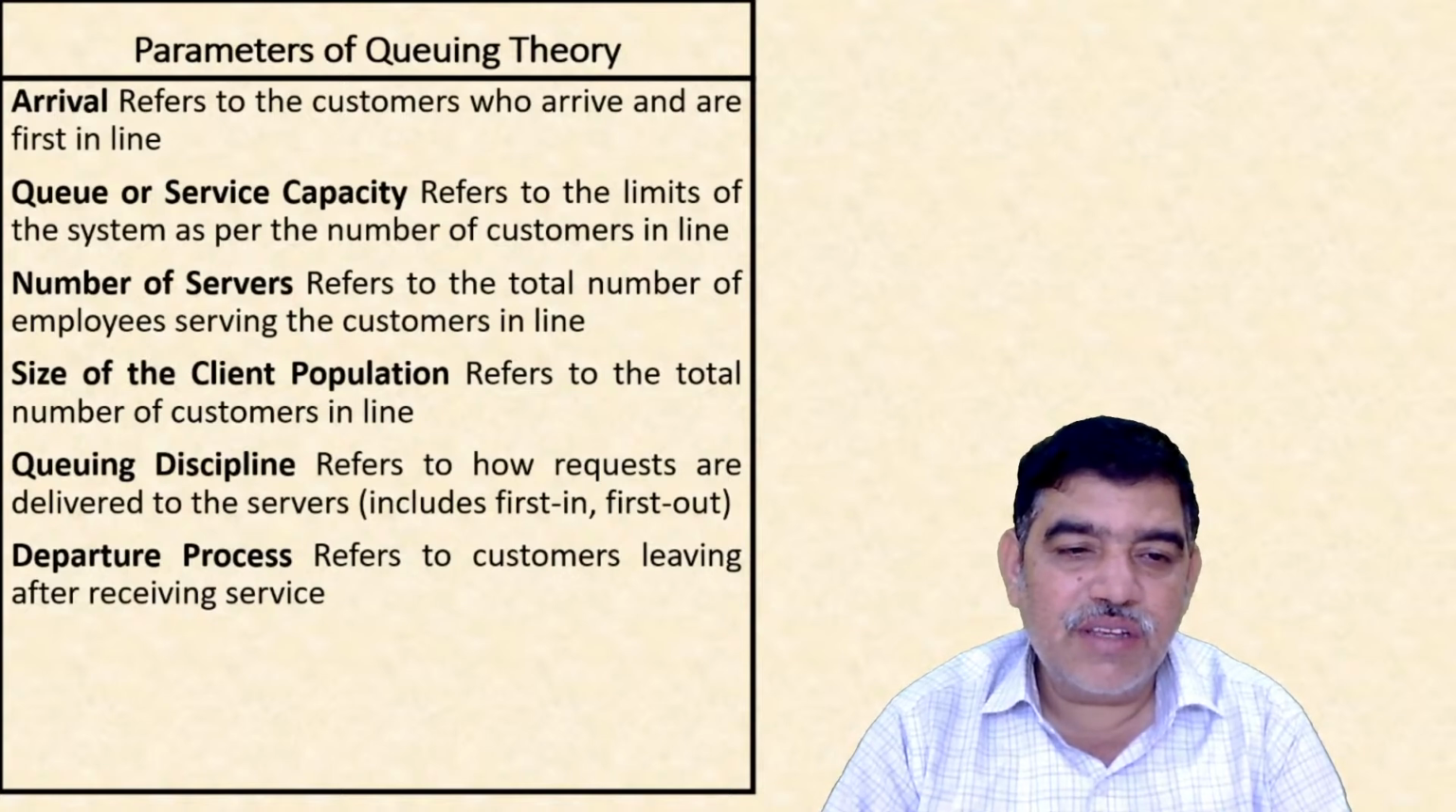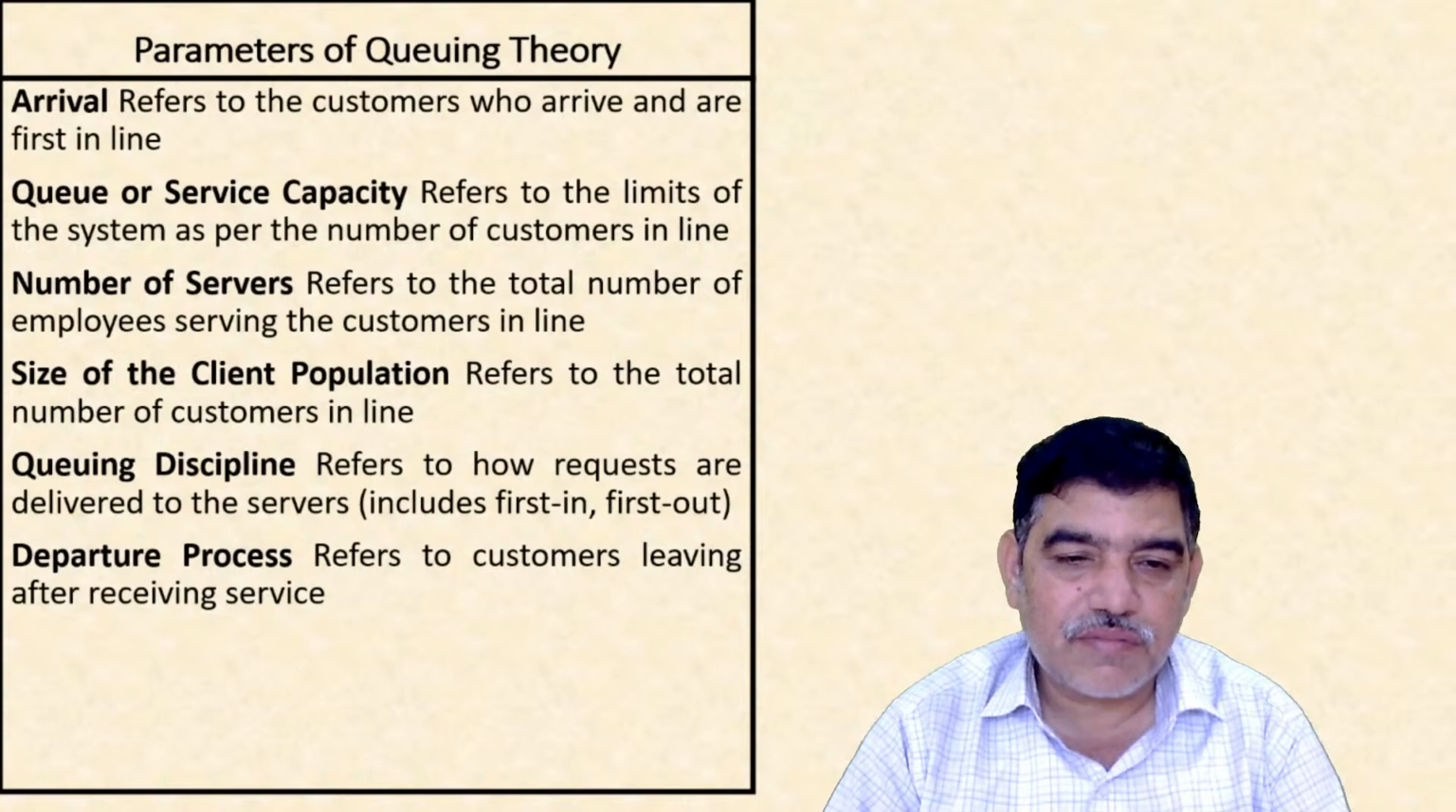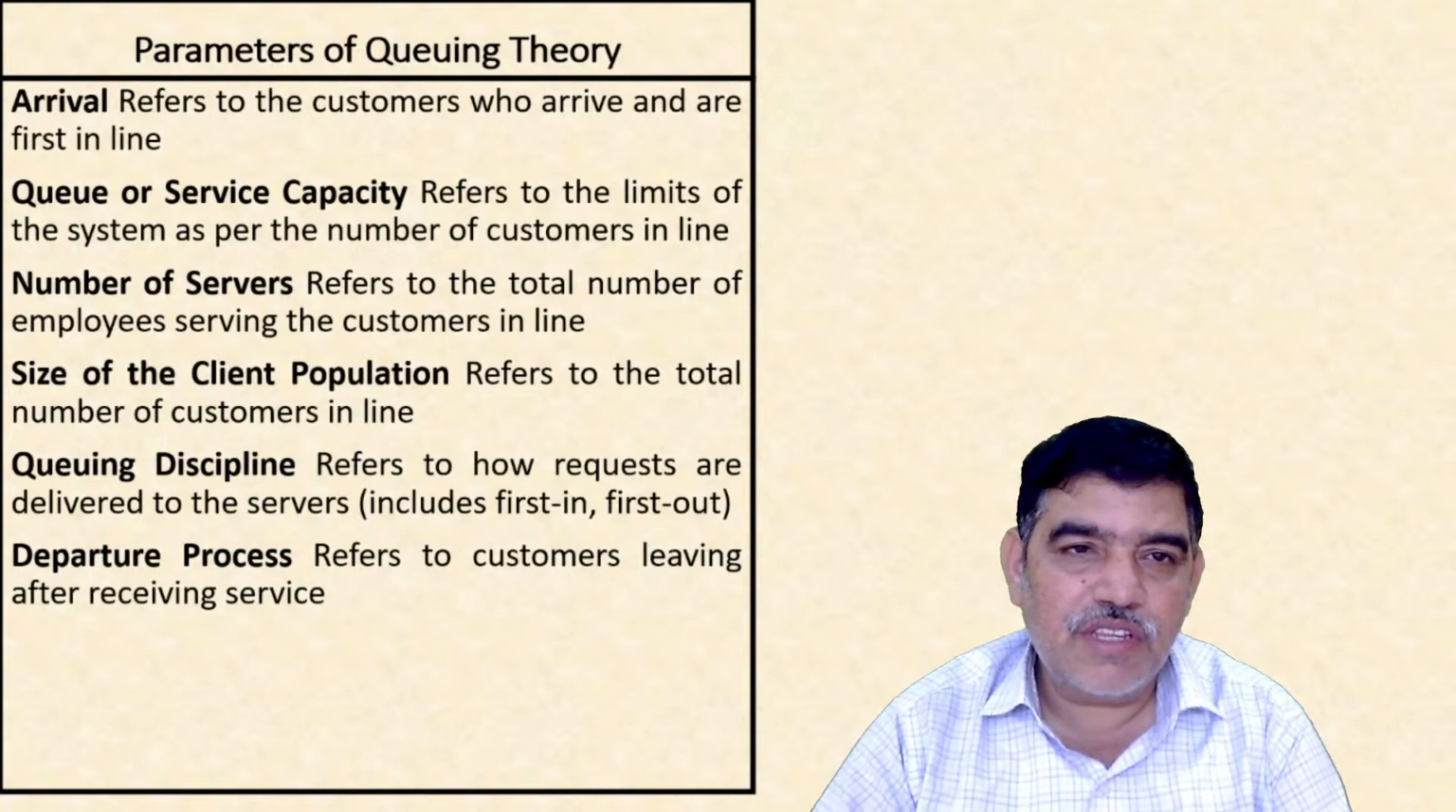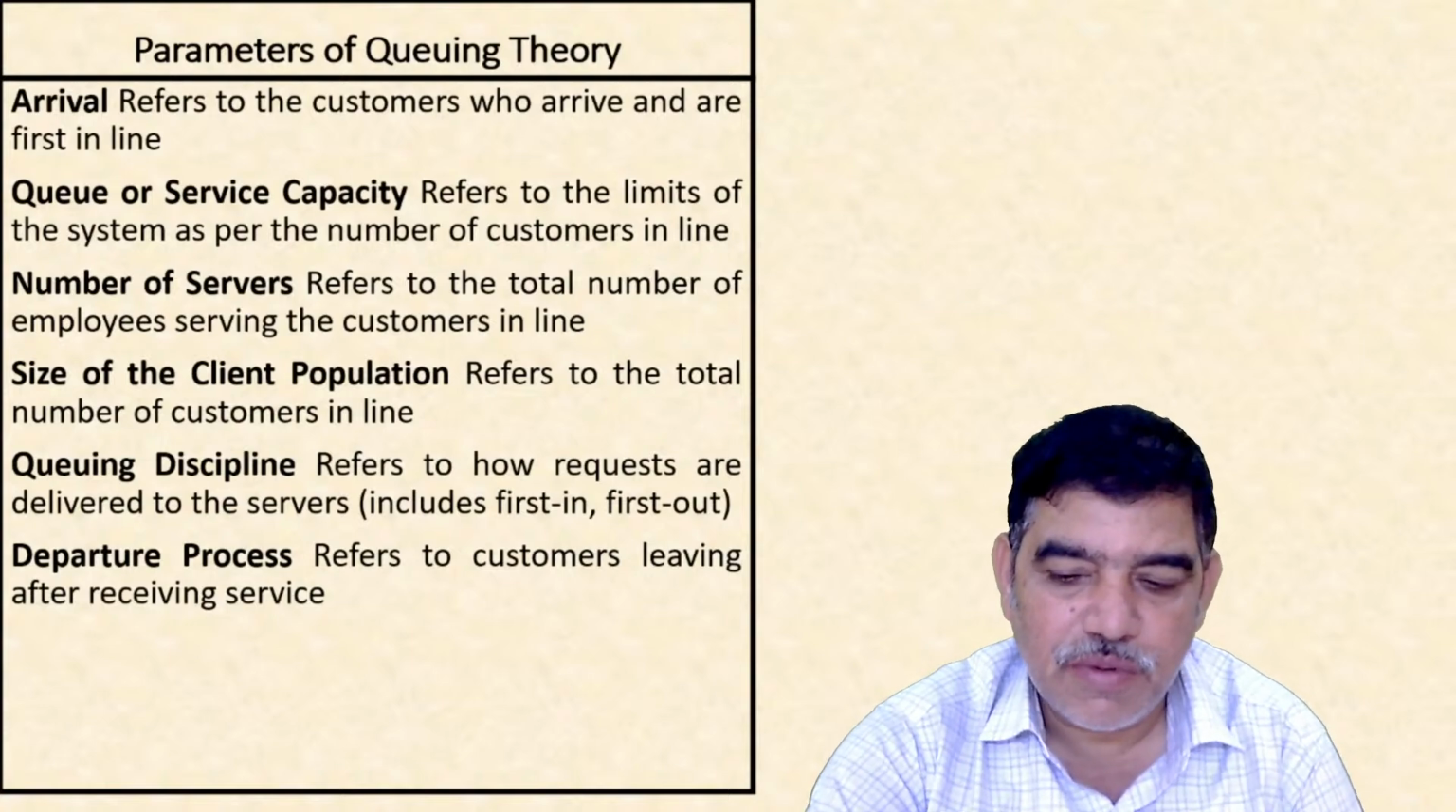Queuing discipline, which is very important, refers to how requests are delivered to the server. That means we may consider first in, first out, or last in, first out, in this way. Then the departure process refers to customers leaving after receiving service. So these are the different parameters of queuing theory.